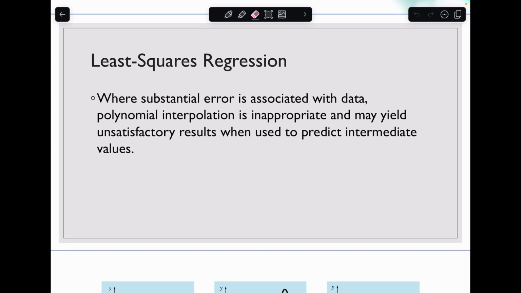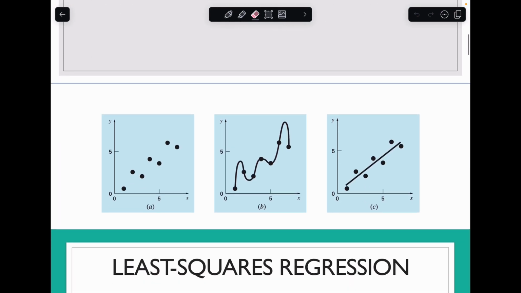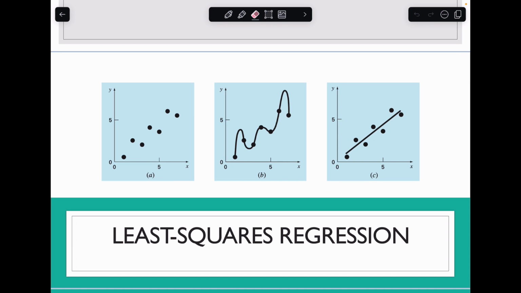So least squares regression: whenever there is a substantial error associated with data, polynomial interpolation is inappropriate and may yield unsatisfactory results when used to predict intermediate values. If you still recall, Newton's interpolating polynomial as well as the Lagrange polynomial resemble this. Looking at the first figure, figure A, it shows data points which are scattered on the x and y plane.